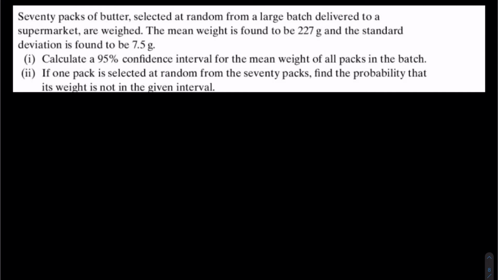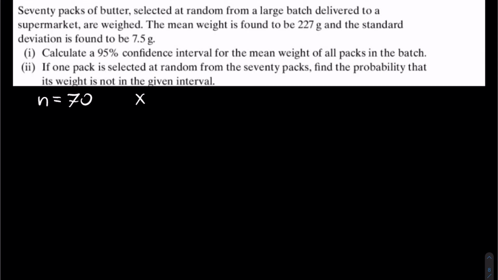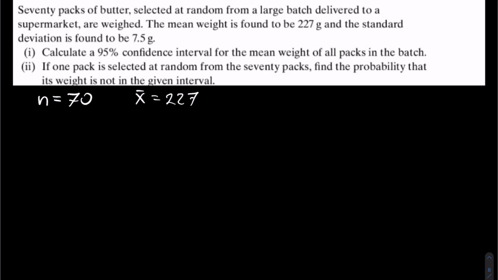grams. Okay, cool. So we're going to say that we have 70 packs of butter, so n equals 70. The mean of the sample x bar equals 227, and the standard deviation sigma is equal to 7.5 grams. So we have to calculate the 95% confidence interval.